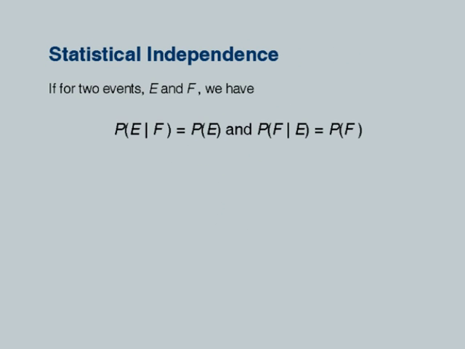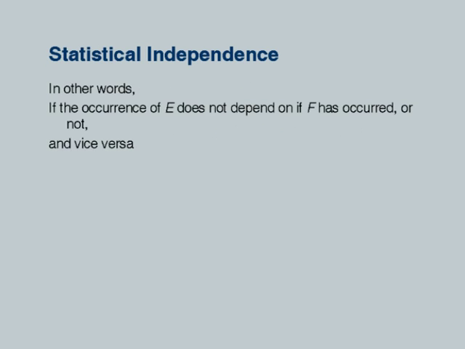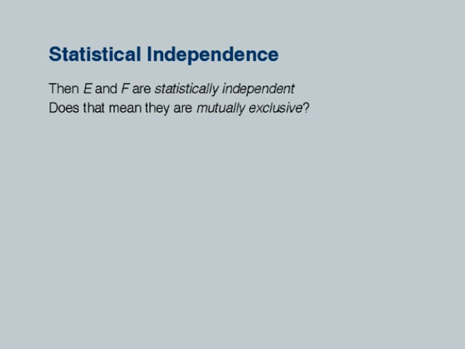Now, we come to the concept of statistical independence, which is very much related to conditional probability. So, we say that if for two events E and F, we have that the probability of E given F is the probability of E, and the probability of F given E is the probability of F, in other words, if the occurrence of E does not depend on the occurrence of F and vice versa, then we say that these two are statistically independent events.